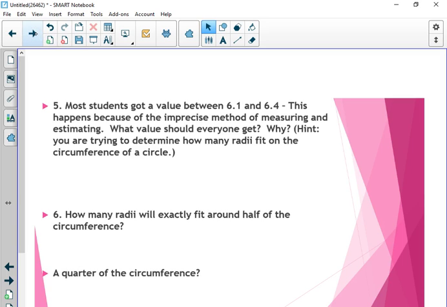But you'll hopefully see when we talk that most people got somewhere between 6.1 and 6.4. This happens because of the imprecise method of measuring and estimating. What value should everyone get and why? Hint, we're trying to determine how many radii fit on the circumference of a circle. So we'll find out what the actual answer is.